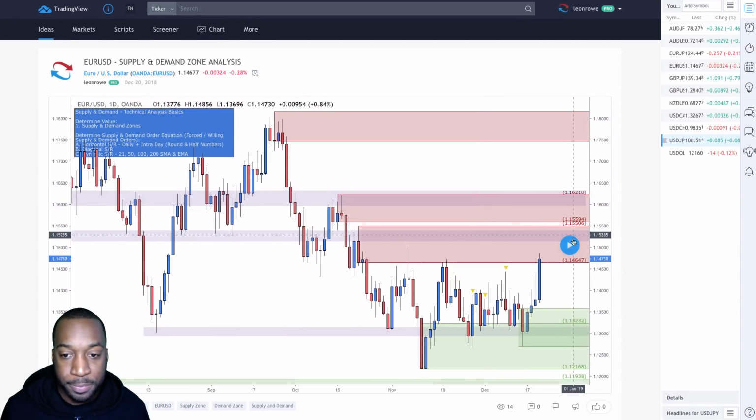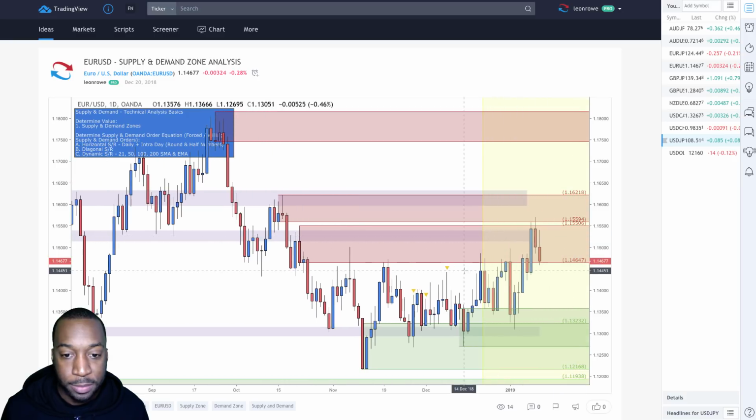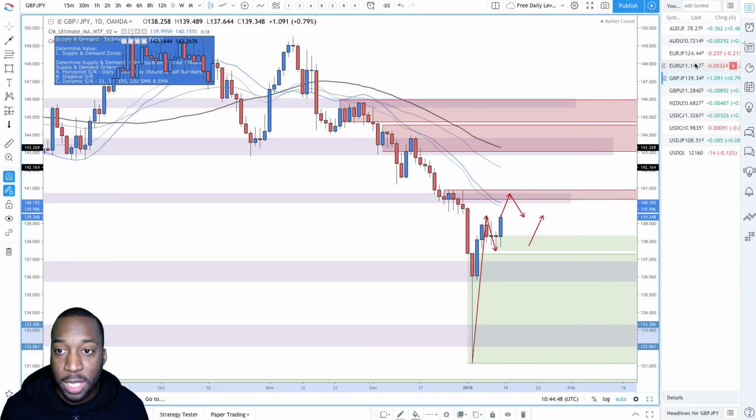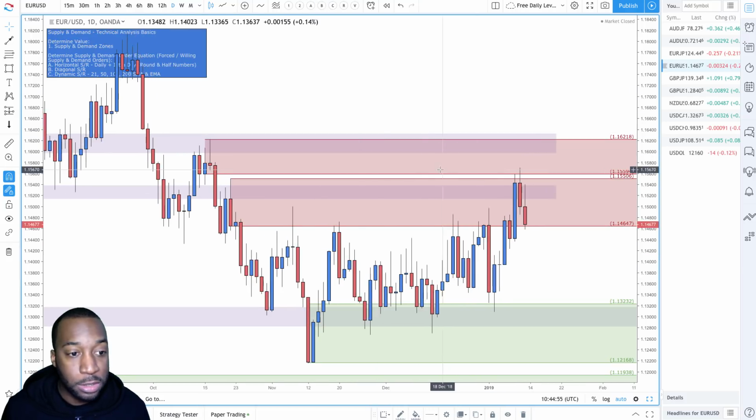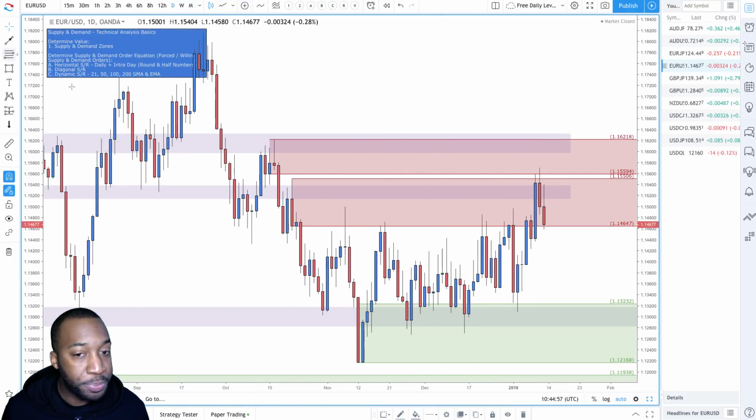And the euro dollar, we've had a few weeks where we've reacted off of the bottom of this supply zone, and now we've broken higher up into this higher supply zone, and now we're pretty much selling off, right? So going back to the charts, let's look at the euro dollar. And some new zones need to be drawn.